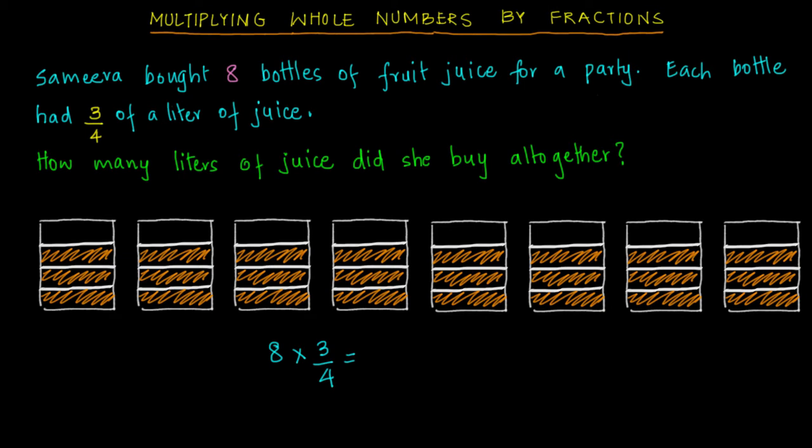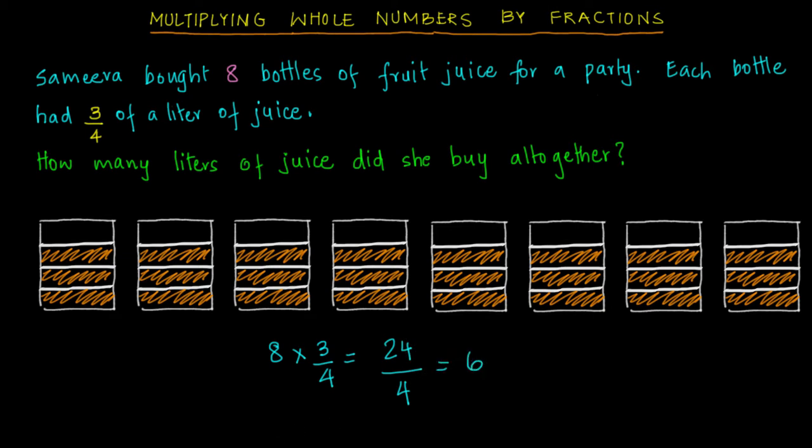Let's go back to our model and count the number of fourths we have. So there is 3/4 here, there is 3 more fourths here, that is 6/4, there is 3 more fourths here, that's 9/4, and we could go on. But we know that there are 8 bottles and each bottle has 3 of them. So 8 times 3 equals 24, and since we are counting fourths, we have 24 fourths. And if we simplify this, 24 fourths equals 6 wholes.